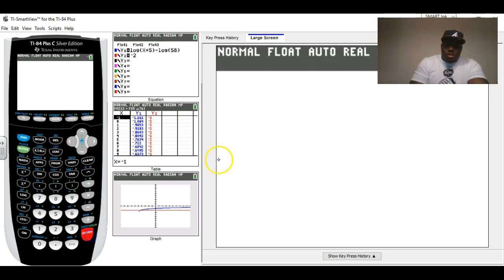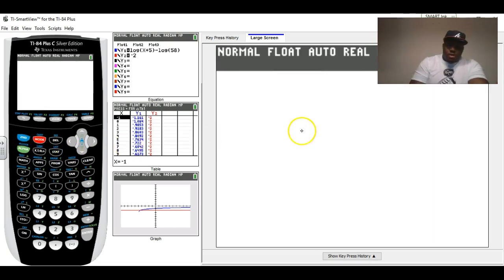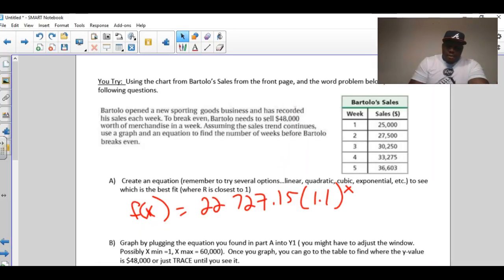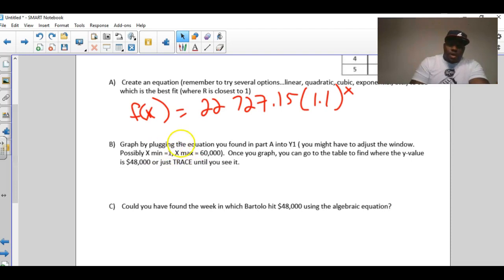Remember we did this in list 1 and list 2. Same data, and then we went stat, calculate, and went to exponential regression. So here's the data, and now we have our equation. Now right here it says by plugging in the equation you found in part A to y1, you might have to adjust the window. Let me show you how to do this part where you have to adjust the window.